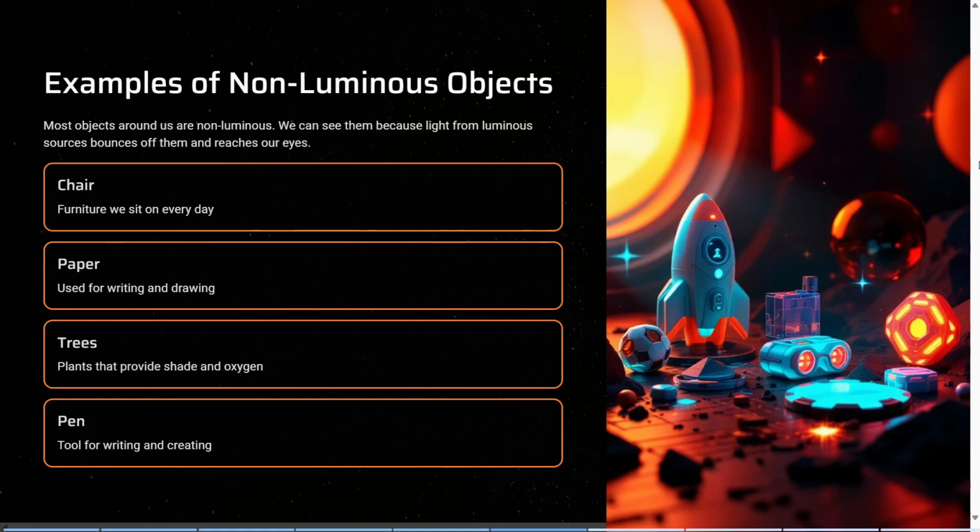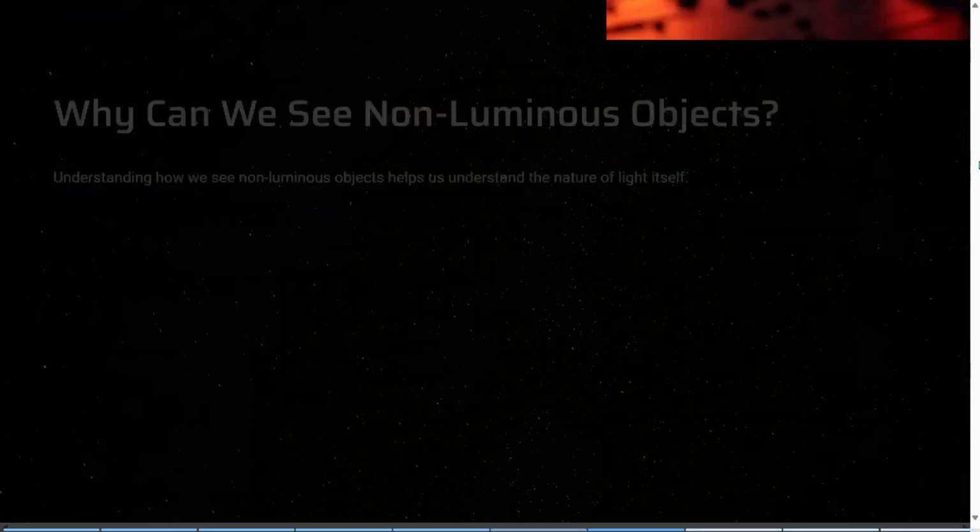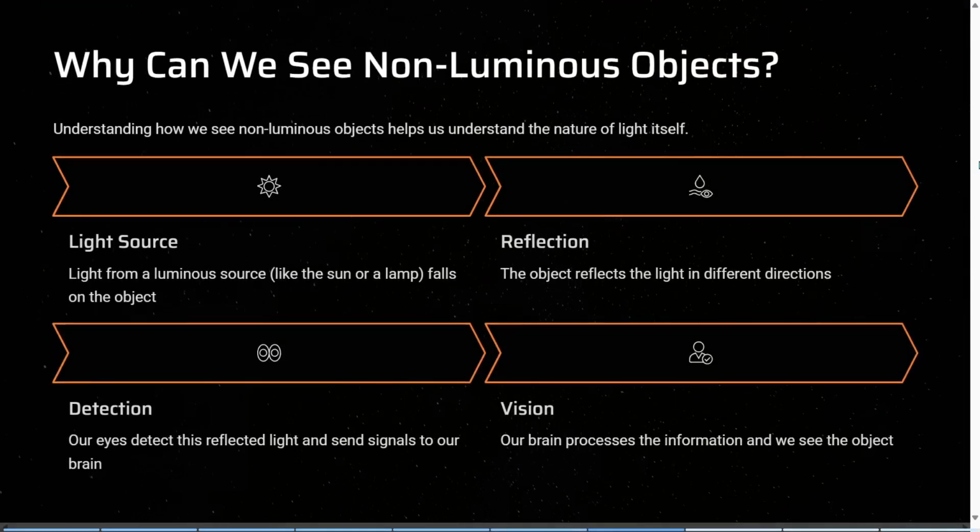Even though they do not produce light, we are still able to see them during the day or when a light source is nearby. Why we can see non-luminous objects: they become visible because light from a luminous source falls on them. This light then reflects from the surface of the object and travels to our eyes. Our eyes detect this reflected light, allowing us to see the object.